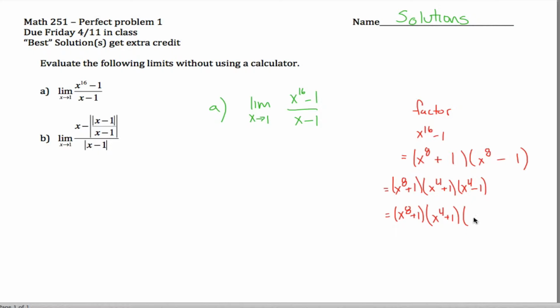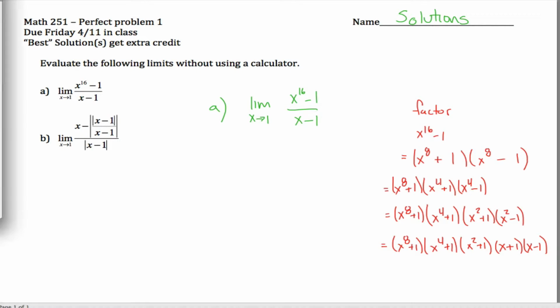But x to the 4th minus 1 is a difference of squares, so it factors to x squared plus 1, x squared minus 1. Done? Nope. But almost. Again, can't do anything with these first few terms, because they're not differences of squares, they're actually sums of squares. But the last one, x squared minus 1, that's x plus 1 times x minus 1. Anyways, this mess right here factors into this.